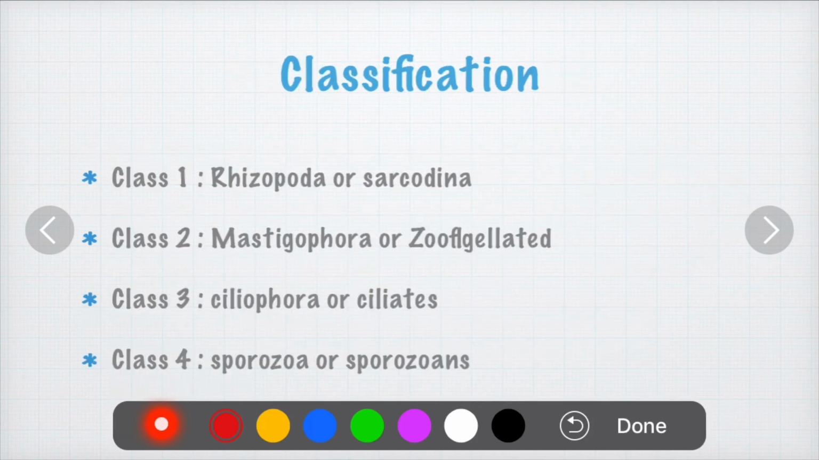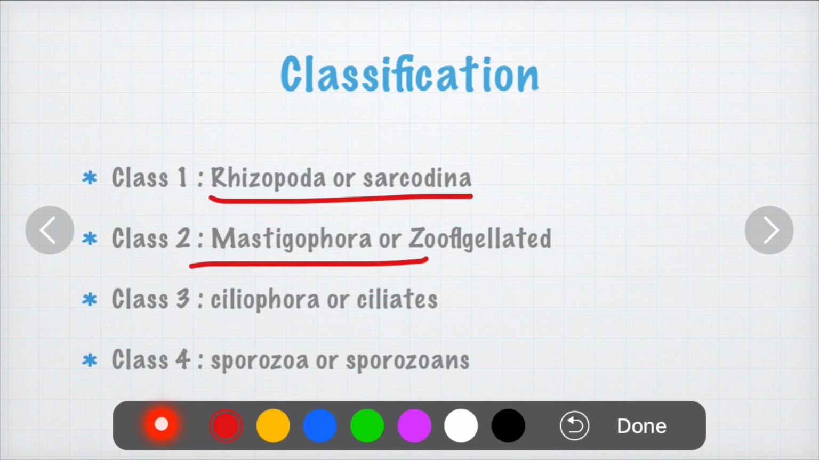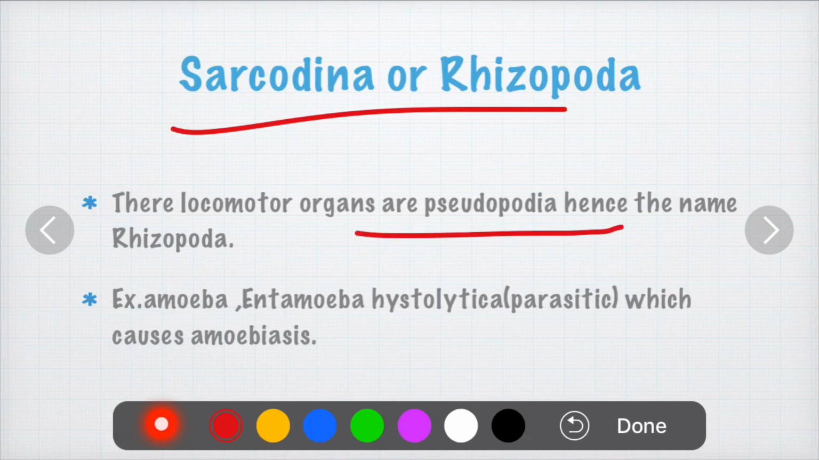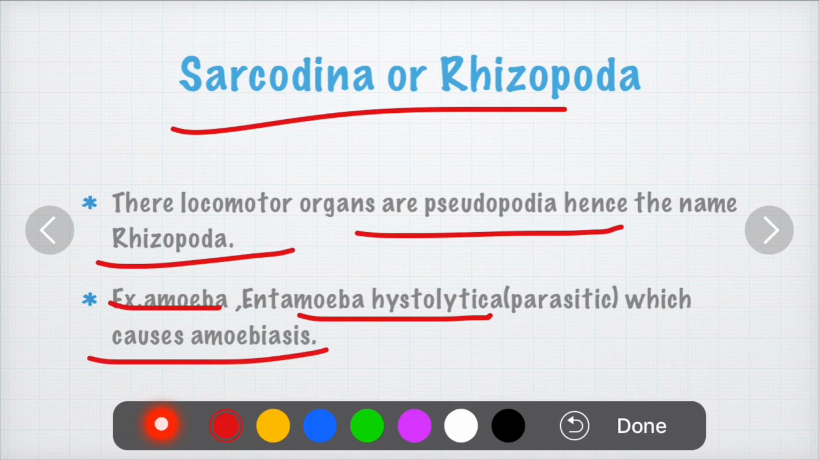Next, see the classification of division 3. The division 3 is classified into four classes, that is the first class, Rhizopoda, the second class, Mastigophora, the third class, Ciliates, the fourth class, Sporozoa. Let's see about the first class, that is Sarcodina or Rhizopoda. It is because they consist of the locomotory organ pseudopodia, hence the name Rhizopoda. So if the organism consists of the pseudopodia, they belong to the group of Sarcodina or Rhizopoda. For example, amoeba, Entamoeba histolytica, which is one of the parasites which causes amoebiasis in humans.